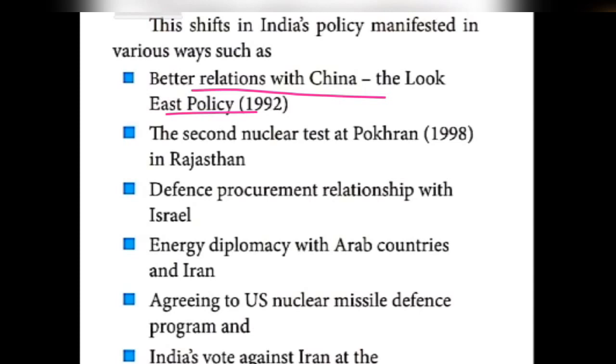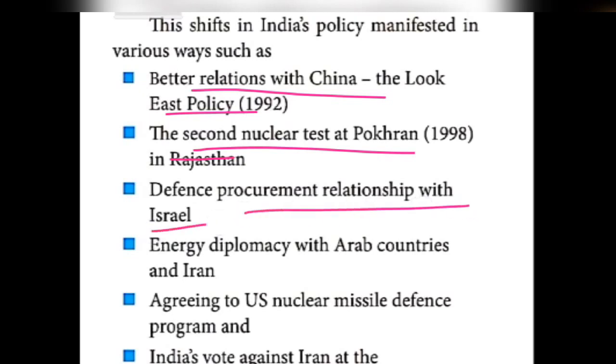So what are the policies? The second nuclear test was also conducted at Pokhran in the year 1998. The first test, which year was it conducted? 1974. Now the second nuclear test was conducted in 1998, during the period of Atal Bihari Vajpayee, the BJP leader, in Rajasthan. Then the third point, what is given: defense procurement relationship with Israel.